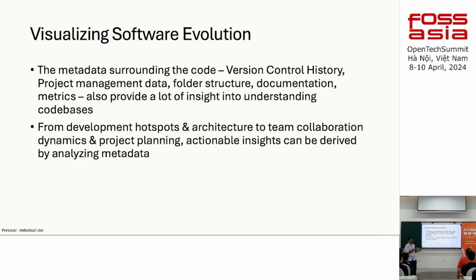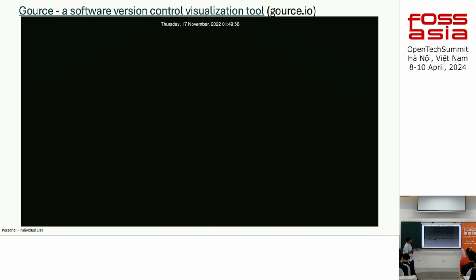Can we actually visualize that? And when we visualize that, can we infer any meaning? Can we understand things about how our code base works and how our team works? Here is another open source project.